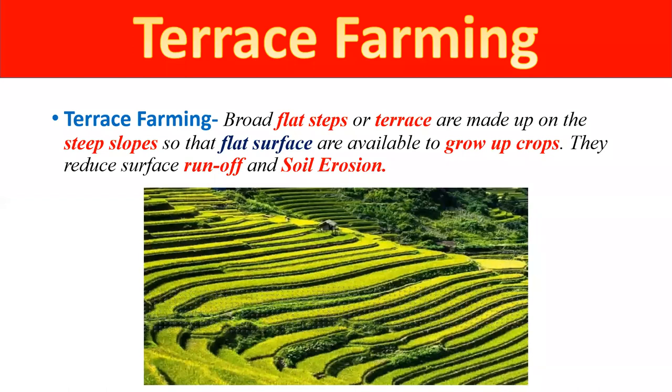See the picture. This is mostly practiced in the hilly regions and in the mountainous areas. Whenever you go to the mountainous areas, you will find this type of cropping pattern and farming method, because steep slopes are there. So flat steps are made in these areas and crops can be grown. Second, this reduces the surface runoff, meaning the flow of water, and soil erosion can be stopped in these areas. Right? Hope this is clear.